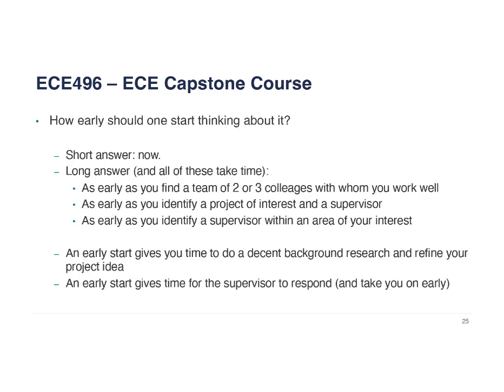How early should you start thinking about it? The short answer is now. A more detailed answer: one, as early as you can, find a team. We form teams of 3 and 4, so get 2 or 3 other colleagues to join you. Then, as soon as you can, identify a project of interest and a supervisor. Identifying a supervisor means actually talking to the supervisor and getting their buy-in to your project and your team, not just picking someone and letting them know. You won't get very far that way.